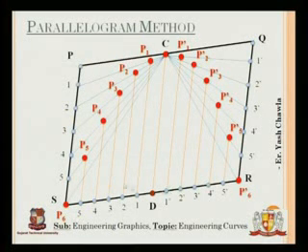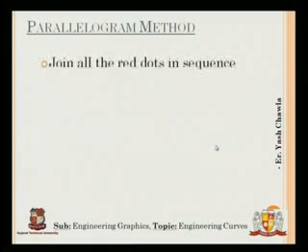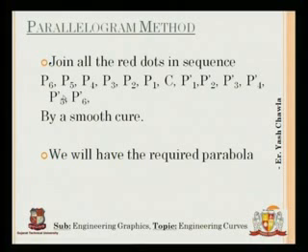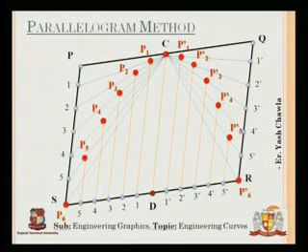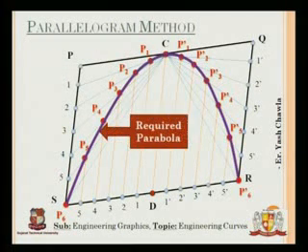Now what we are going to do, again we will draw a smooth curve passing through this line. The sequence would be, first we'll go to P6, then P5, then P4, then P3, then P2, then P1, then C, then P1 dash, P2 dash, P3 dash, P4 dash, and please remember that it has to be a smooth curve so that it becomes a parabola, as you can see. So this is our required parabola.